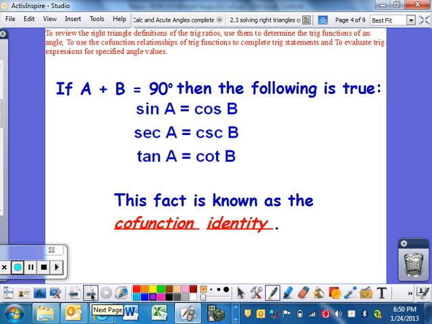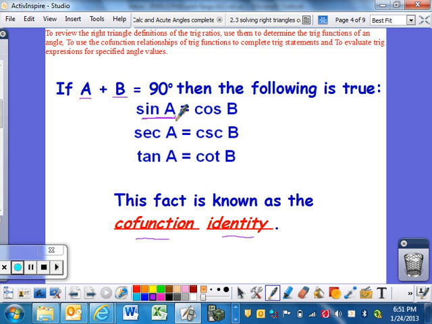Okay? Here's the fun part. Cofunction identities. Now these cofunction identities are on your salmon sheet. It says cofunction formulas on the very bottom left. So if you have your salmon sheet, you should go there right now. Okay, but here's what's happening. If A plus B equals 90 degrees, so when you add them together they're equal to 90 degrees, the following are true.